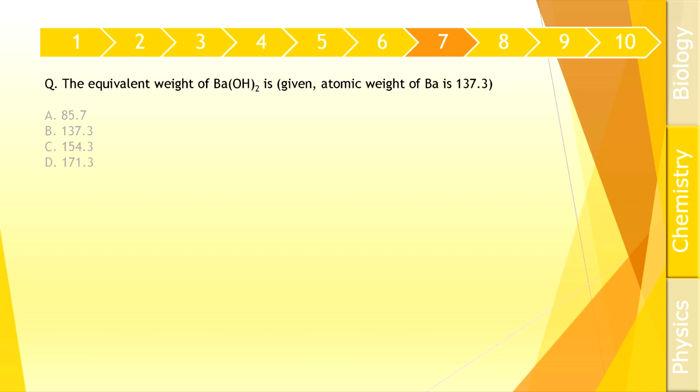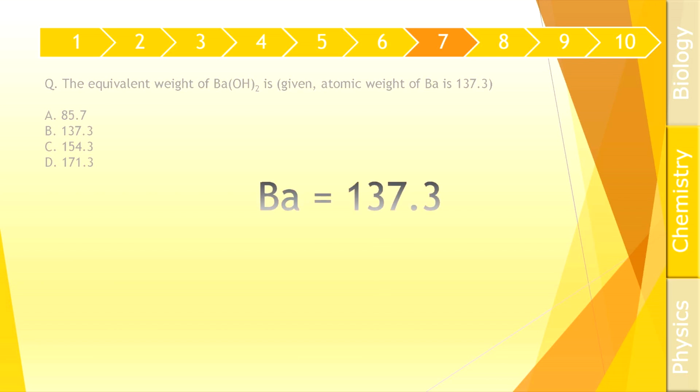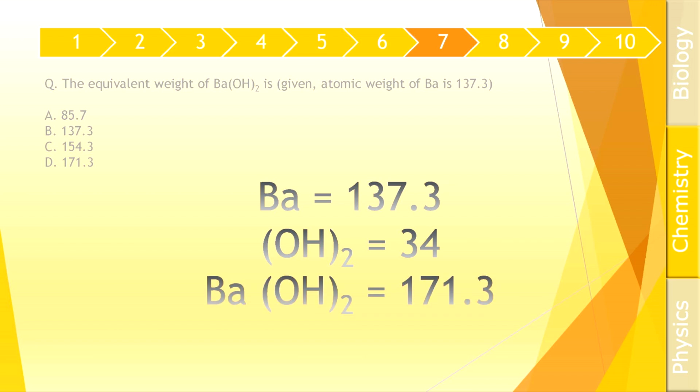Now we are on 7th question of chemistry. This question is asking to calculate equivalent weight of barium hydroxide. And the weight of barium is provided in the question to be 137.3. We know weight of oxygen to be 16 and hydrogen atom to be 1. So weight of OH becomes 17. Let's note this value of 17. Double of it becomes 34. Let's note this new value. Adding these two values gives us weight of barium hydroxide to be 171.3.